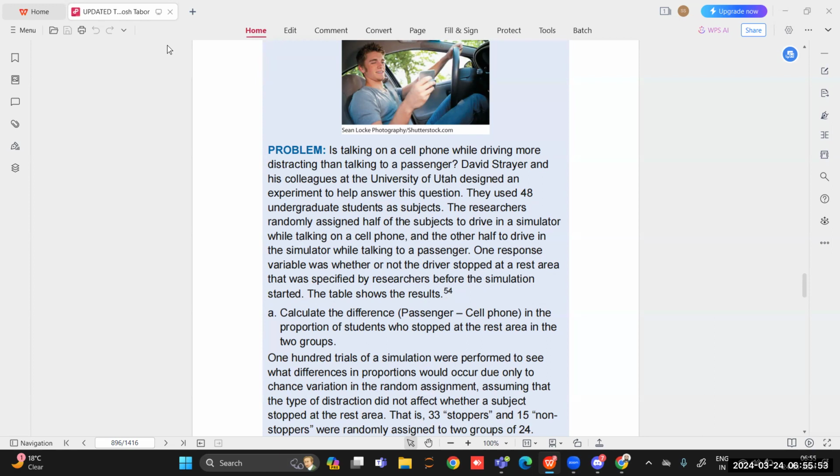So what's the case? Calculate the difference. He's trying to measure which distracts the driver the most: talking on a cell phone while driving a car, or talking to passengers sitting behind while driving. While talking on a cell phone and the other having to drive in the simulator, one response variable was whether or not the driver stopped at a rest area that was specified by the researchers before the simulation starts. So what's the case?